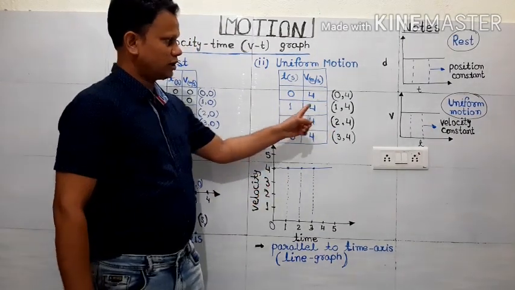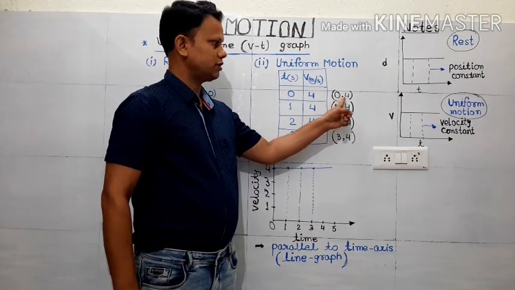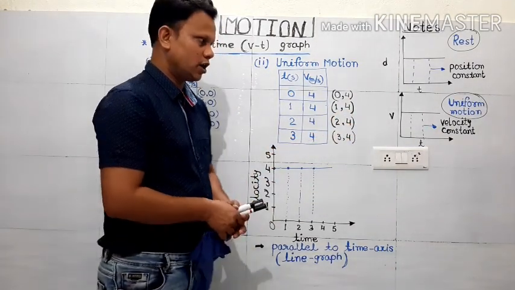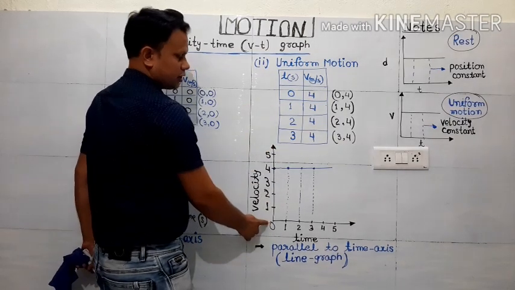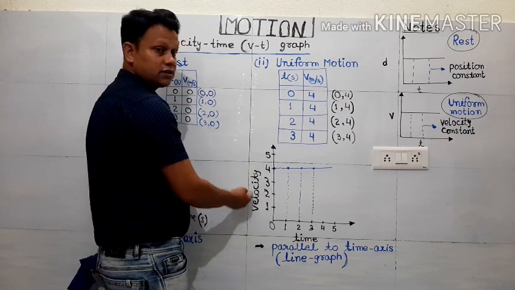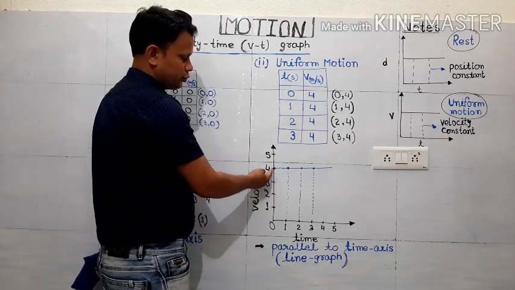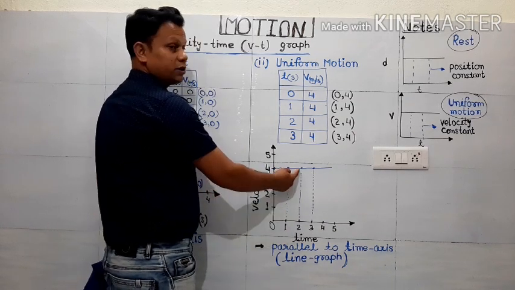So in this way, what are the points we are going to get here? 0 second, 4 meter per second; 1 second, 4 meter per second; and so on. Now it's time to plot the points. So 0 second and this 4 meter per second. For 4 we have to go up, because this is the axis for velocity, magnitude of velocity, or speed. So 4 meter. 1 second, 4 meter per second. 2 second, 4 meter per second.